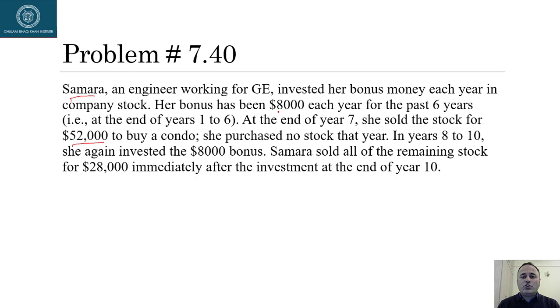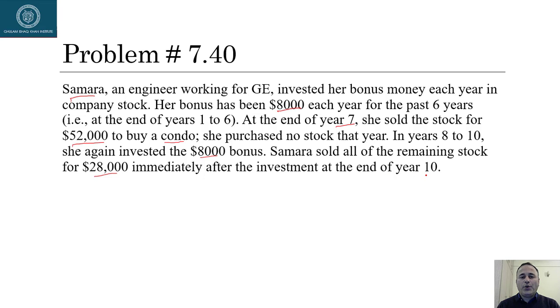So the bonus was $8,000, and whatever she got as a bonus, she invested in company stocks. In year number 7, she sold those stocks for $52,000 to buy a condo. She purchased no stock that year. In years 8 to 10, she again invested the $8,000 bonus. Samara sold all of the remaining stock for $28,000 immediately after the investment at the end of year number 10.